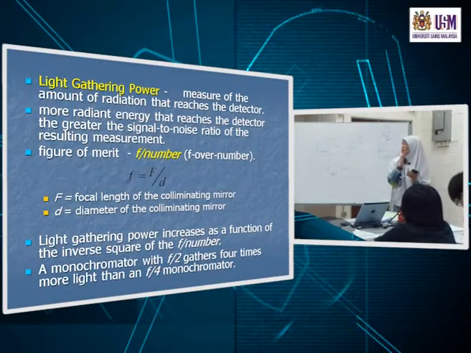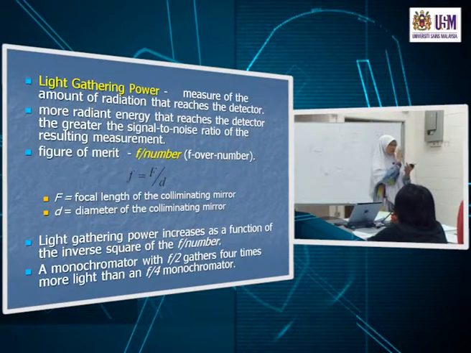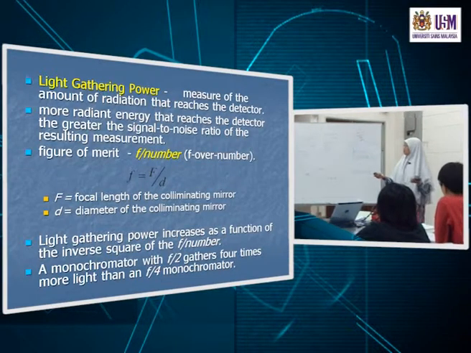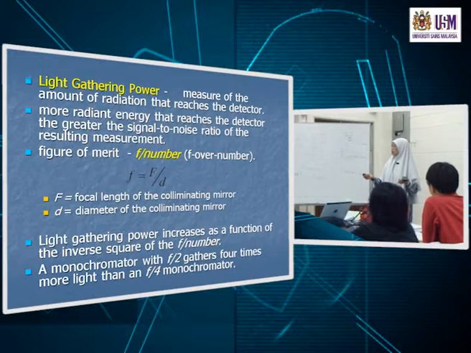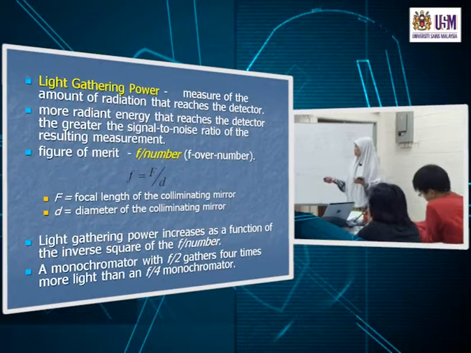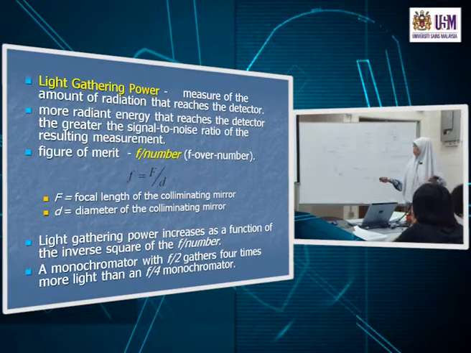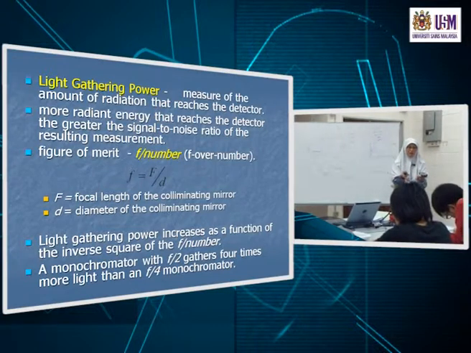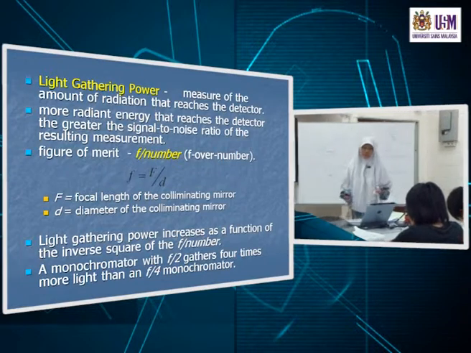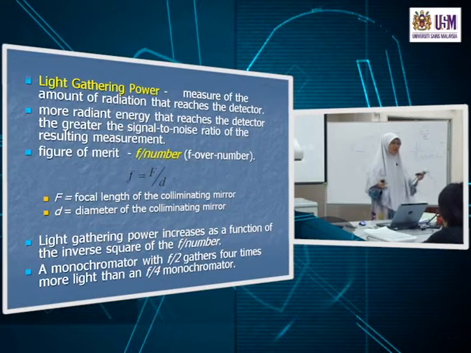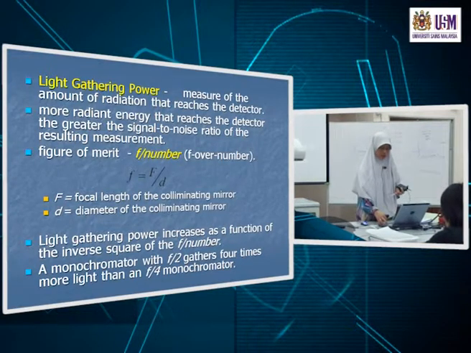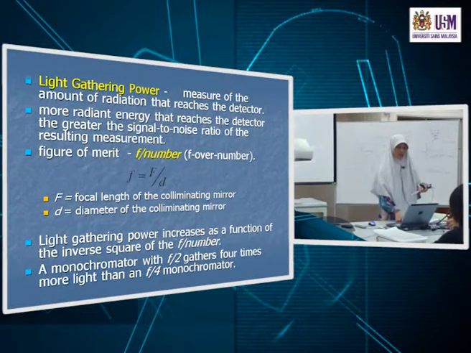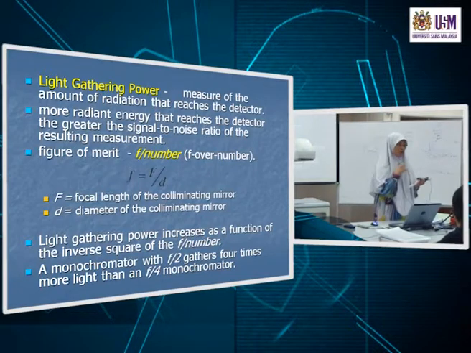If you still have your classical cameras where you have to adjust, it's not auto, you have to set things so that you get the right focus, then you probably know something about F numbers, but I guess nowadays you don't need to know. But anyway, this is related to the focal length and the diameter of the collimating mirror. So the more light it gathers, of course, the better, because a monochromator with F over 2 gathers 4 times more light. The more light that goes into the monochromator, the more light that comes out. Because remember, in the monochromator itself, it's already being subdivided, all these kinds of things are happening. So you want the light gathering power to be high so that you can distinguish between signal and noise. Noise means very low level signals.